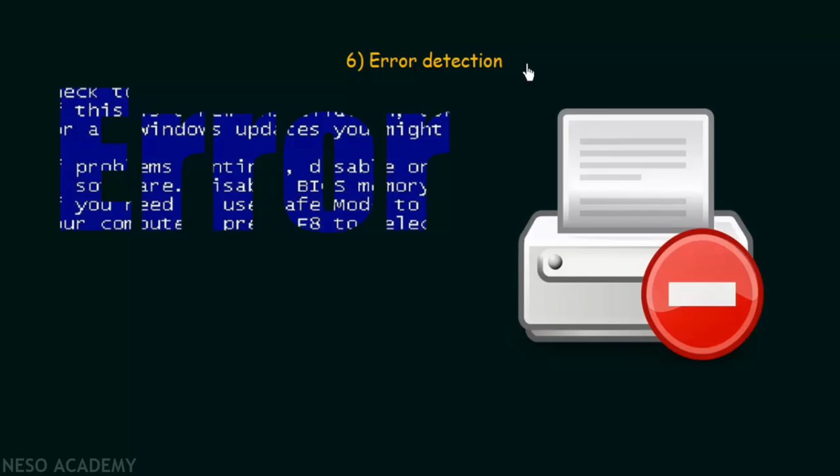Let me give you an example of an error. Here I have a printer, and let's say that you are printing something and then suddenly your paper runs out. You are out of paper. Now the printer is not able to print because there is no more paper available. This is also an error, and the operating system must be able to handle this kind of error so that it ensures correct and consistent computing.